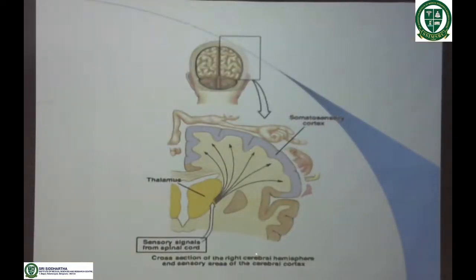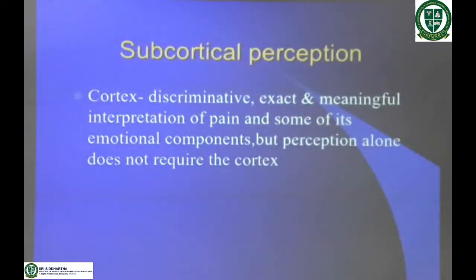This is a cross section of the right cerebral hemisphere and the sensory areas of the cerebral cortex, which shows the sensory representation of the cortex. Okay, here the major sensations being shown are the hand and the face. So these are the sensations which are felt in the sensory cortex. Coming to the subcortical perception, the cortex gives the discriminative, exact and meaningful interpretation of the pain and some parts of its emotional components, but the perception alone does not require the cortex.